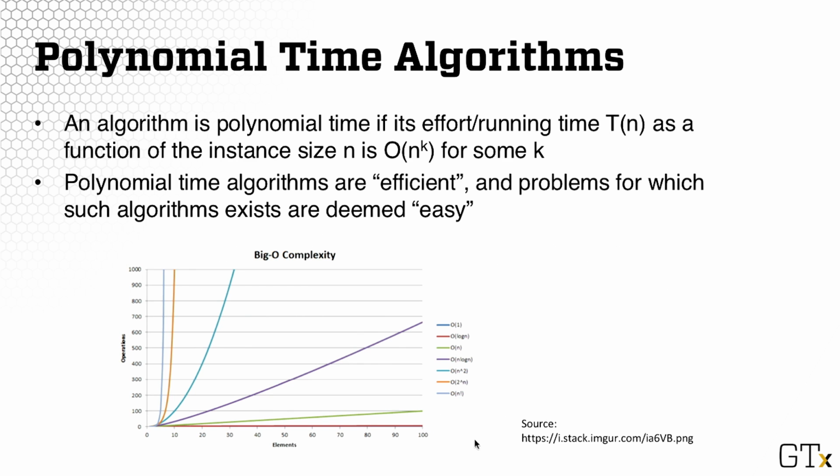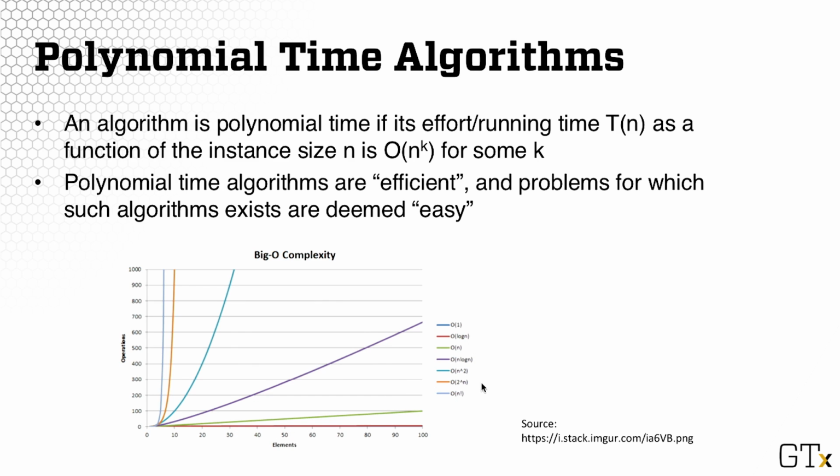Okay. So we say that an algorithm is polynomial time if its running time or its effort, T(n), as a function of the size of the instance, is order n^k for some k. Polynomial time algorithms are efficient, and problems for which such algorithms exist are deemed easy. So here is a little plot where the x-axis is the size, and the y-axis is the running time or the growth or the complexity.